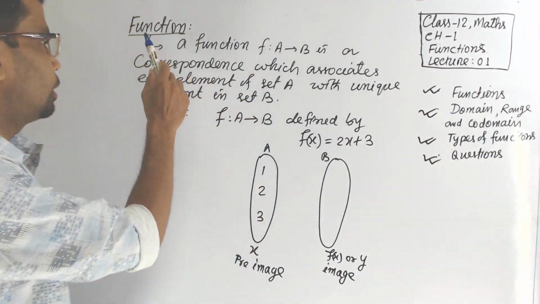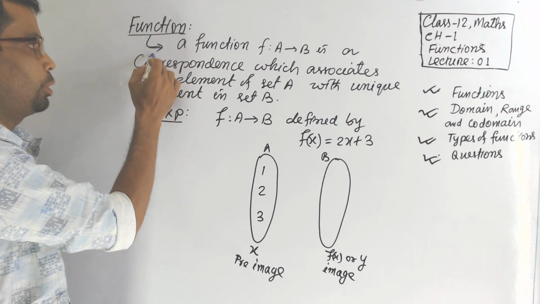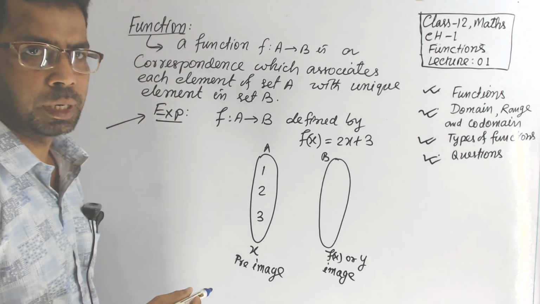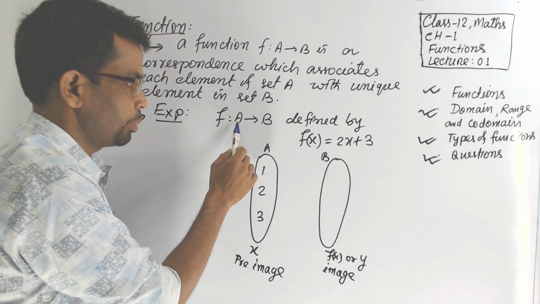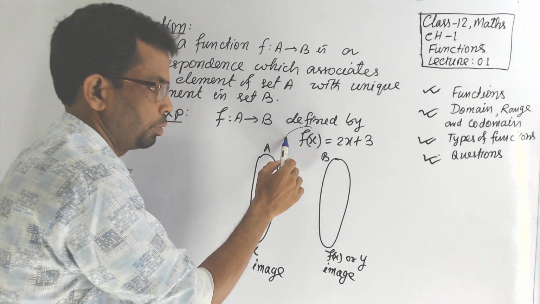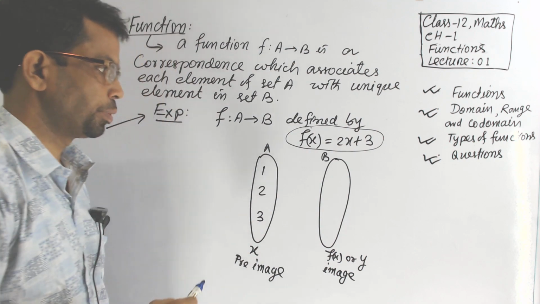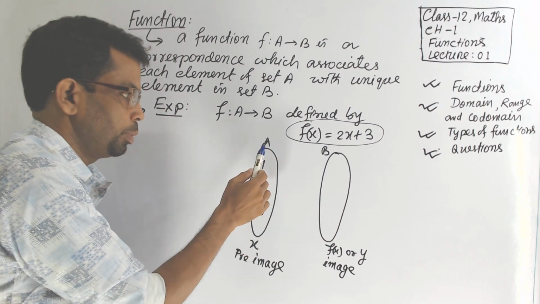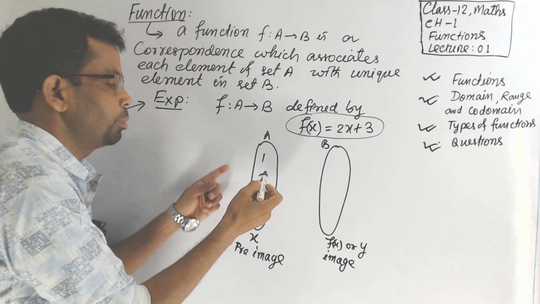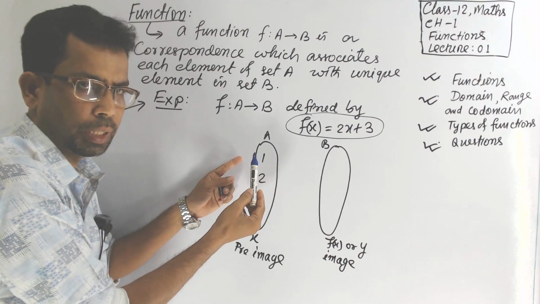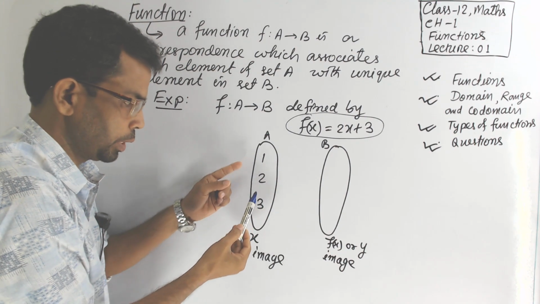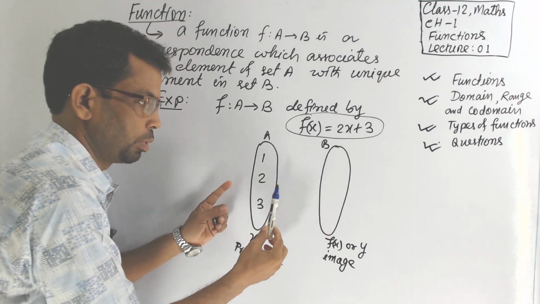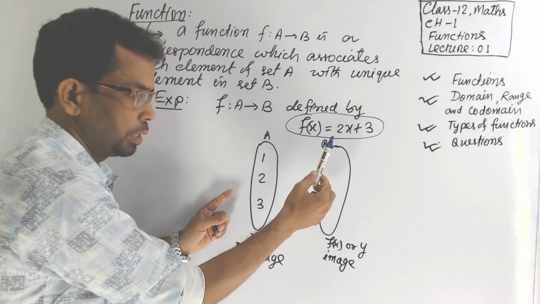Now, before I start explaining the definition of a function, I am taking an example at first, which will make the concept clear. A function f from set A to B defined by f(x) = 2x + 3. And the function is from set A to B, and set A I am taking is a simple set with elements only 1, 2 and 3. Then we'll find the corresponding values of f(x) in the second set.